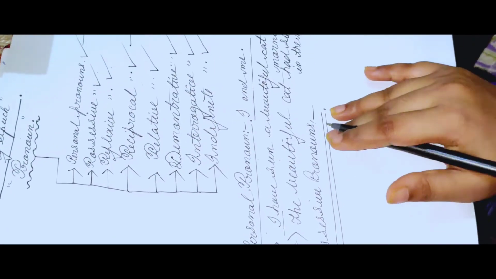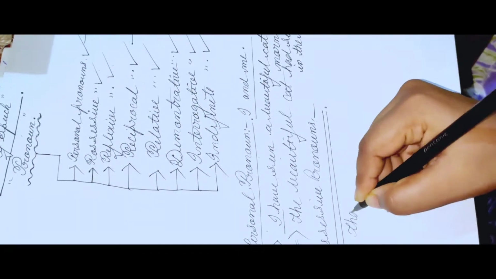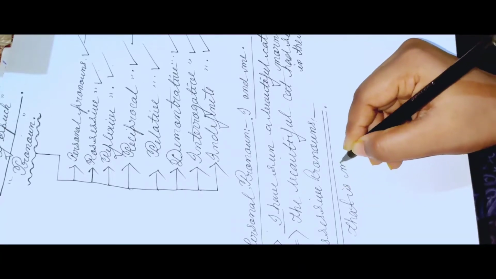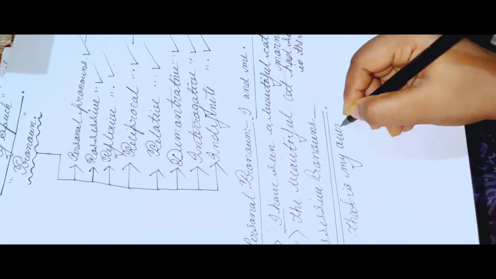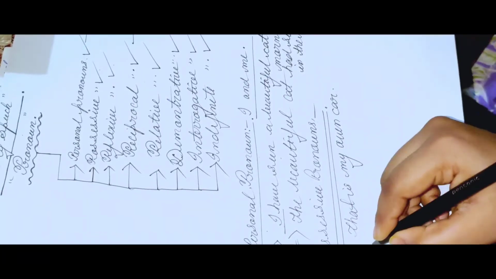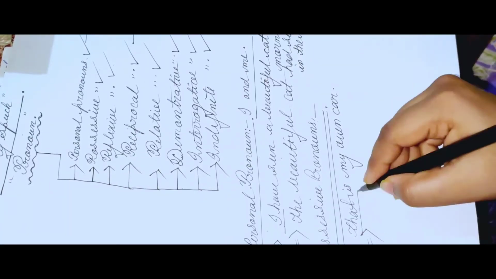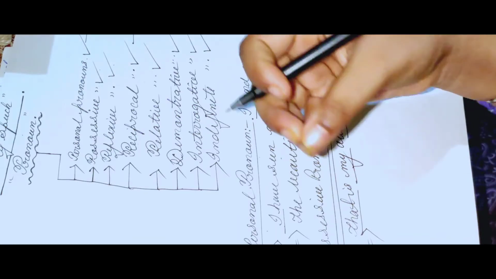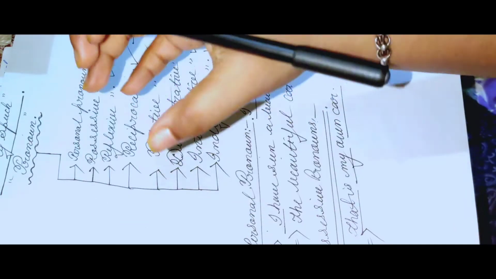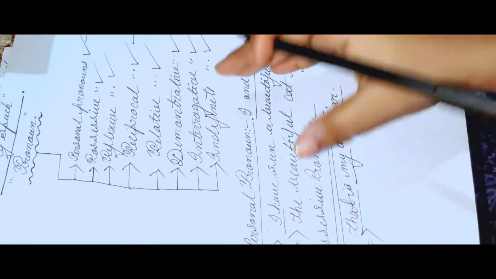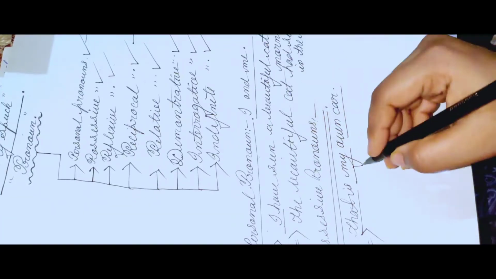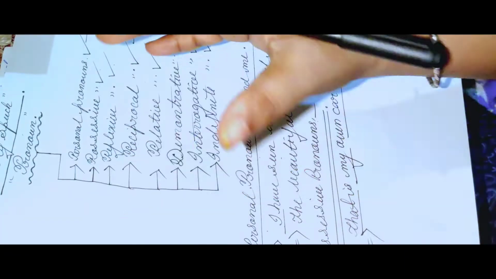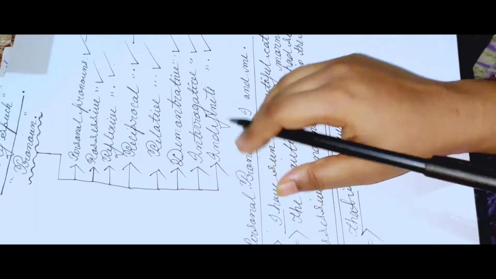If I say, that is my own car. So here I have written, that is my own car. So here the car belongs to me, or I have made a possession on that car. So for that reason we have used my as a possessive pronoun in that sentence.